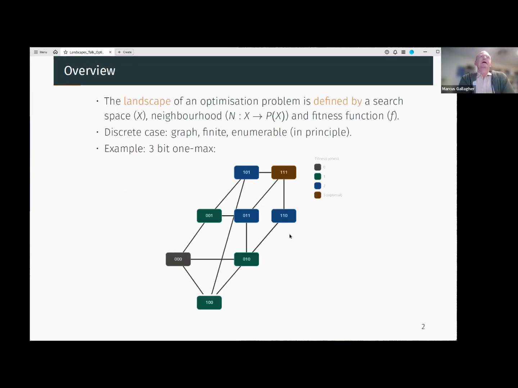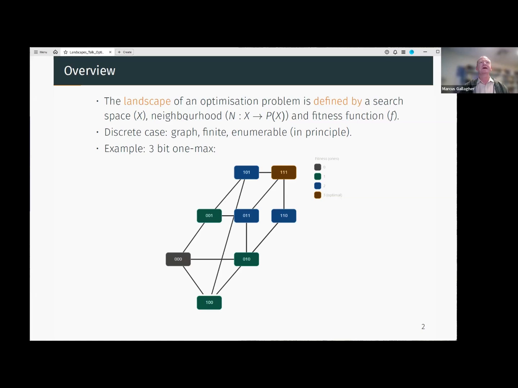So, what is this thing, a landscape? Well, really, we're talking about the search space of an optimization problem, and the objective function that comes with that optimization problem. So the landscape, we can define this in terms of the search space, some kind of notion of neighborhood in the search space, some kind of neighborhood function, and the fitness function or the objective function, if you like.